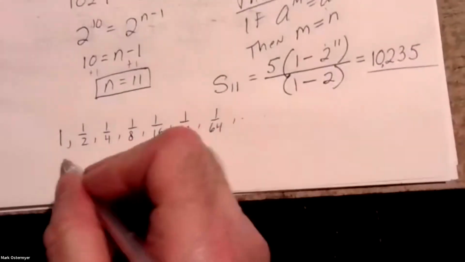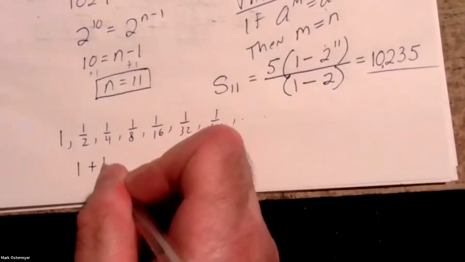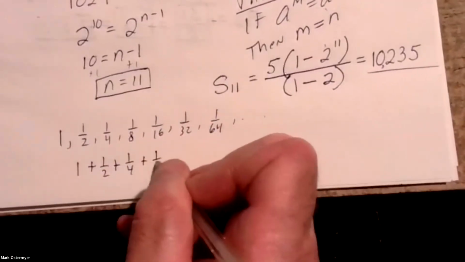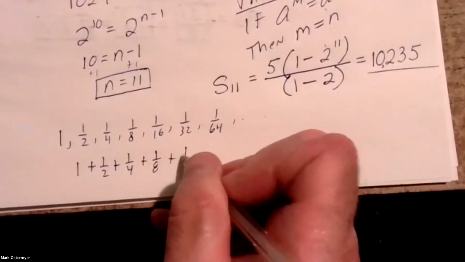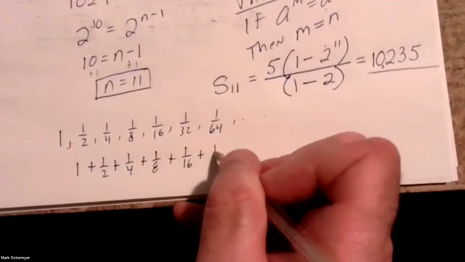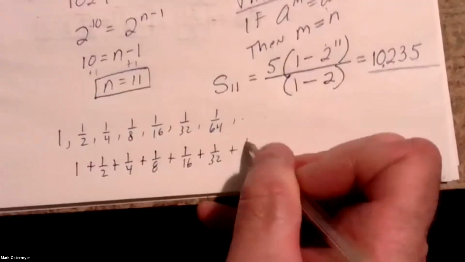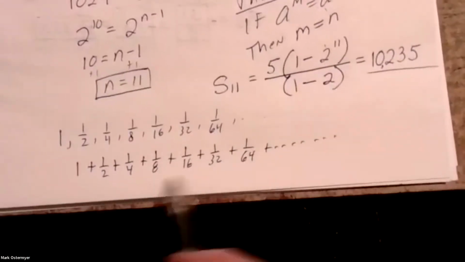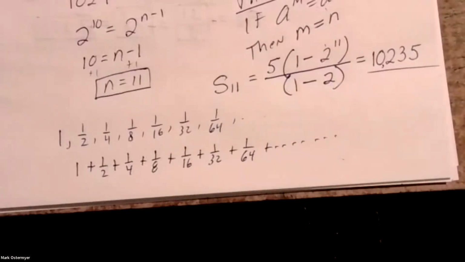What if I wanted to add together an infinite number of these terms here? Not a finite number, but an infinite number. First of all, would the sum even exist? Would there even be a sum for adding up an infinite number of these terms? Infinite. Well, ladies and gentlemen, the answer is yes, the sum would exist.